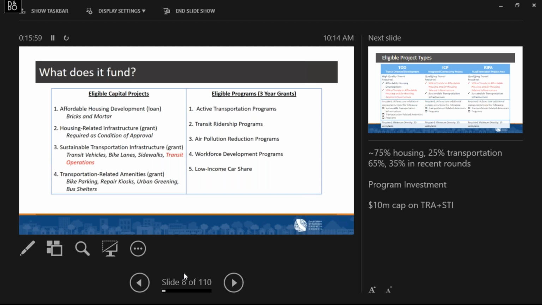These are focused on educating folks about how to reduce exposure to local pollutants. And then we have workforce development programs. That's pretty straightforward. Related to the project itself, you can put in workforce development program. And then low income car share. So this isn't actually new, but it is clarified for this round that program costs for low income car share for your affordable housing development are eligible. And this is really focused on the operational costs of that. It's not paying for the vehicles themselves, but it will fund part of the operations.